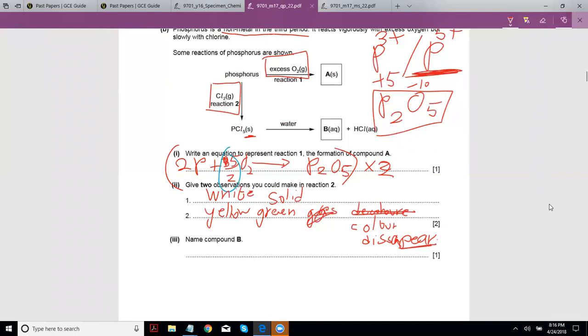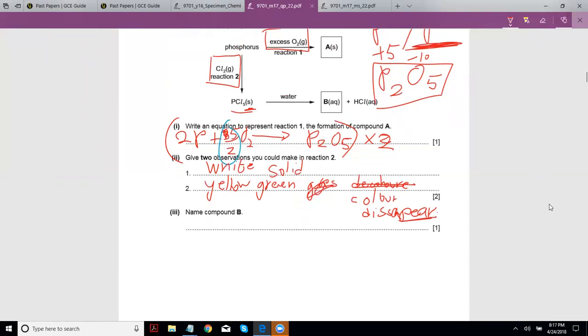Name compound B. So compound B is, we put PCl5 in water. So again, if you remember, small size, greater charge idea. Basically, the idea is as you move left to right in period 3, the chlorides become more acidic, right? So we're going to be forming some sort of acidic product. HCl is coming out, so PCl5 in water.